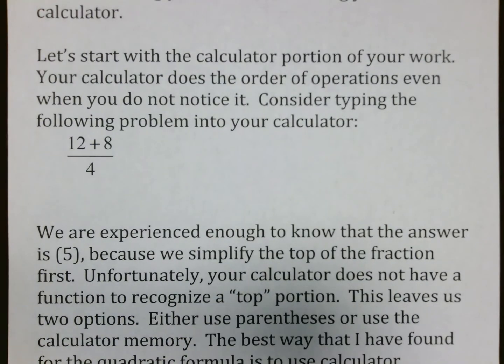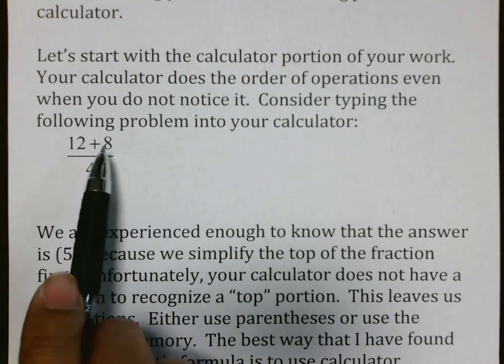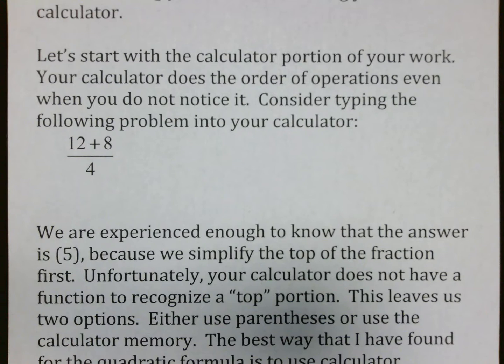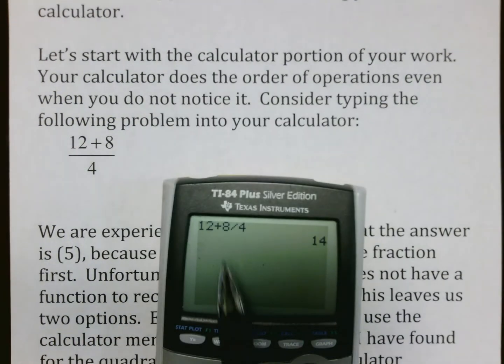But here's the thing. We are experienced enough to know that you're supposed to do 12 plus 8 first. 12 plus 8 is actually 20, and 20 divided by 4 is actually 5. So where did the 14 come from? Your calculator actually did 8 divided by 4 first, because that is the order of operations, and 8 divided by 4 is 2. 2 plus 12 made you 14.